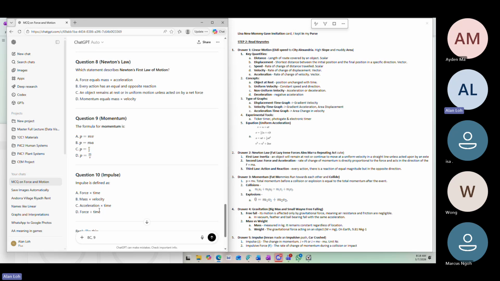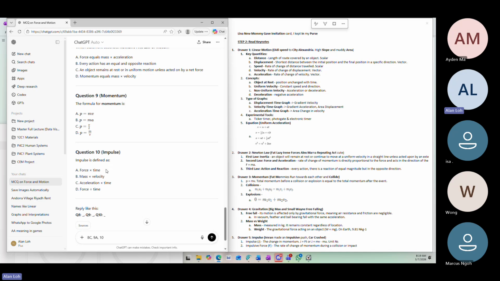Question 9, drawer 2, answer A. Question 9, drawer 2. Marcus, what is drawer 2? Drawer 2 is Newton's law, right? Momentum is drawer 3. Okay, no problem. It's a small correction. Question 10. Yes. Oh, yeah. Yes. So now you remember drawer 3 better.